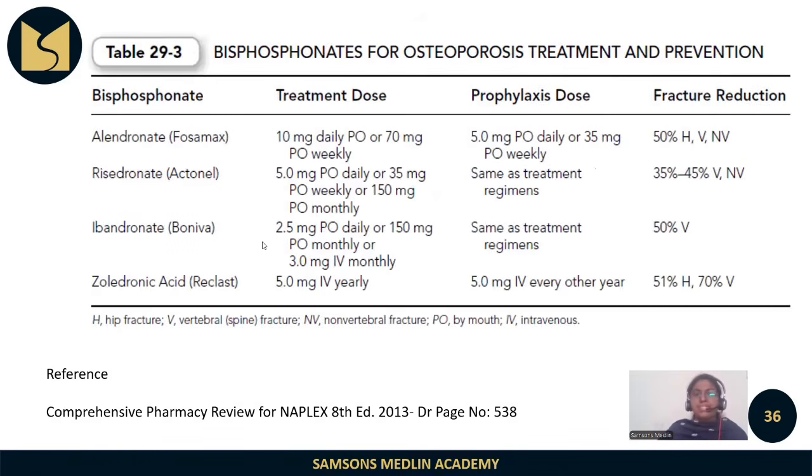In this table, you can see the different types of bisphosphonates and their corresponding doses used on a daily basis as well as on a weekly basis. In that also you can see alendronate is used at 70 mg orally weekly.